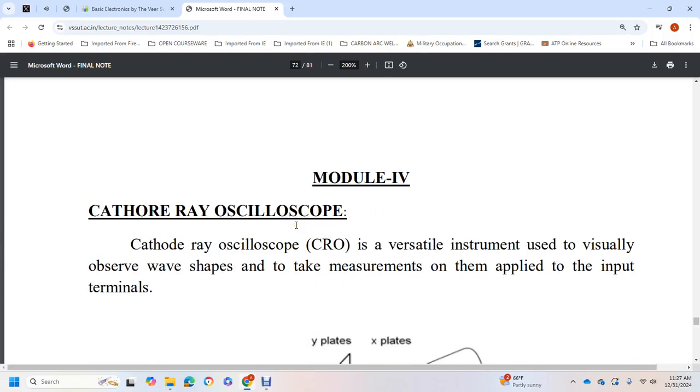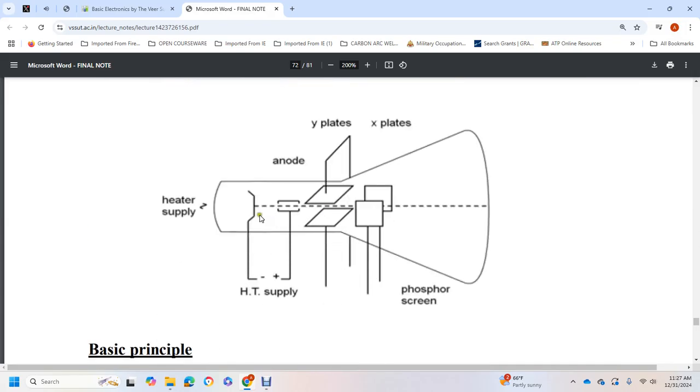Alright, Module 4, Cathode Ray Oscilloscope. The Cathode Ray Oscilloscope, or CRO, is a very versatile instrument used to visually observe wave shapes and to take measurements of the applied input signals. Its parts are a heater to supply the cathode, grid, Y plates, X plates, and a phosphor screen.